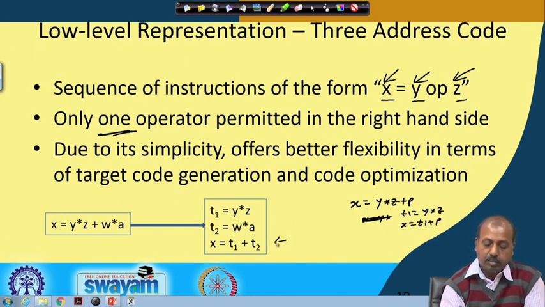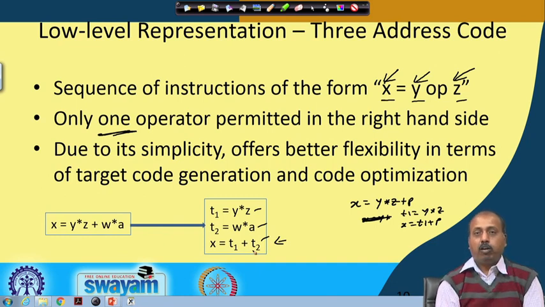So, like here, you see that we have got an example: y into z plus w into a. First t1 equal to y into z, t2 equal to w into a, then x equal to t1 plus t2. So, it is a very refined form of the complex expressions that you may have in the source language program, but at the same time it is not losing the meaning of the source language program.